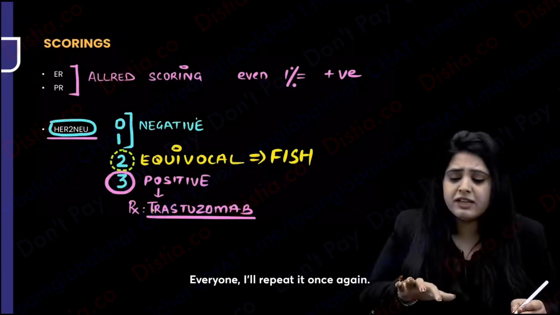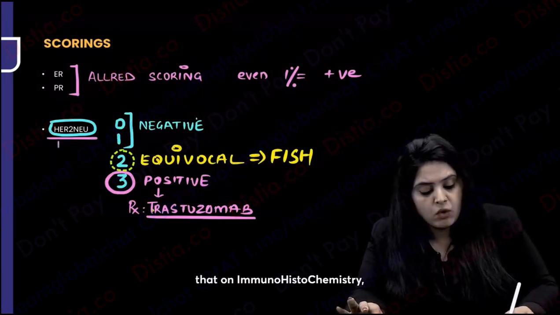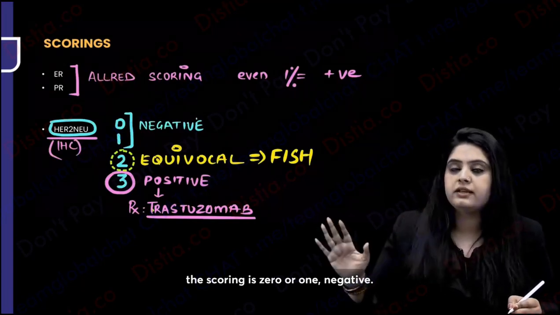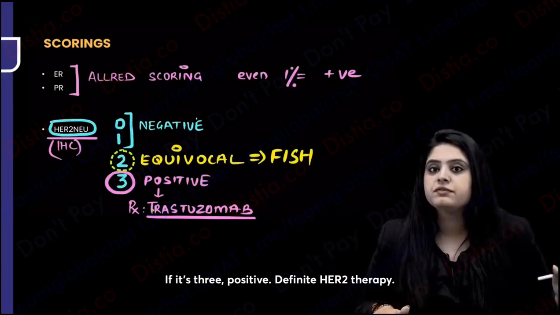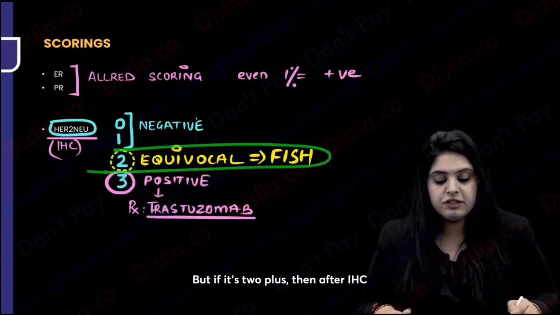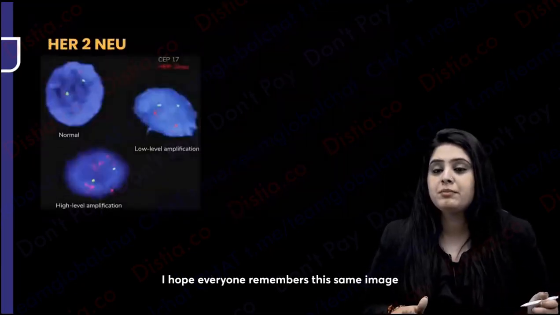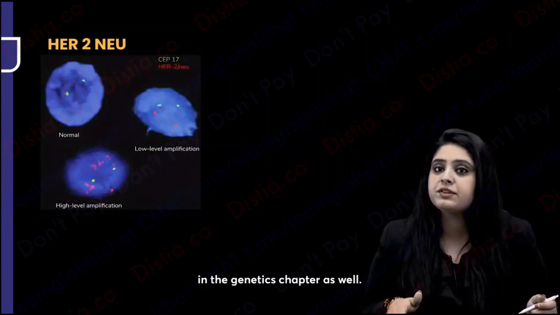Everyone, I'll repeat it once again. It's very, very important. Whenever the pathology report says that on immunohistochemistry the scoring is 0 or 1, negative, no drug therapy for HER2. If it's 3, positive, definite HER2 therapy. But if it's 2+, then after IHC, you will have to do something called FISH. And what do you do in FISH? I hope everyone remembers this same image because we had studied this once back in the genetics chapter as well.